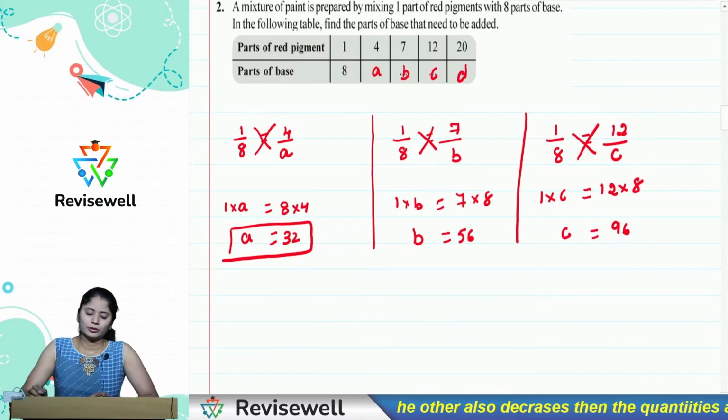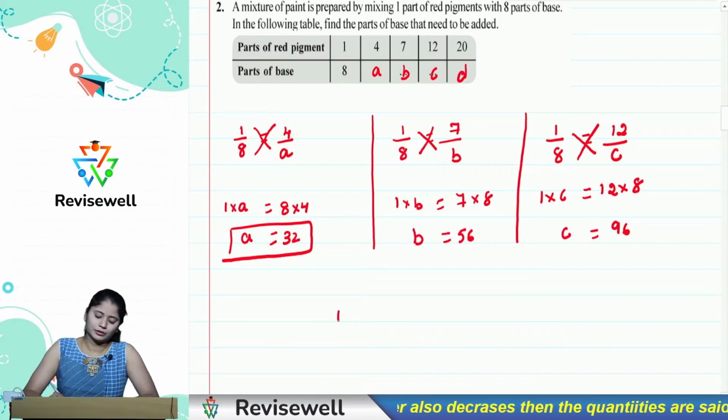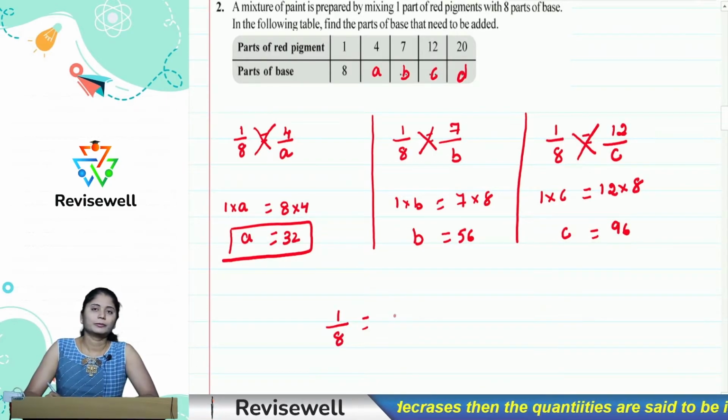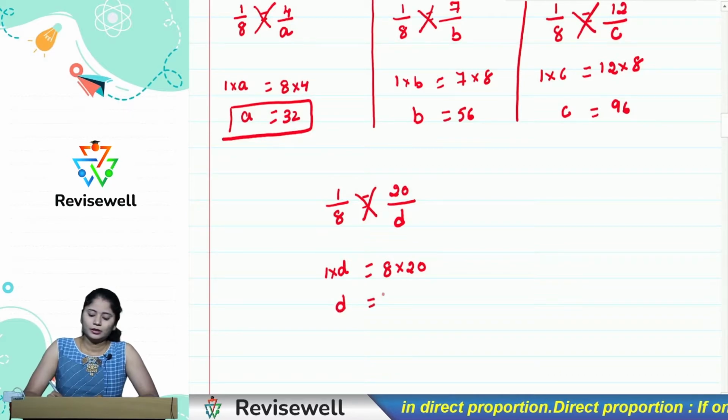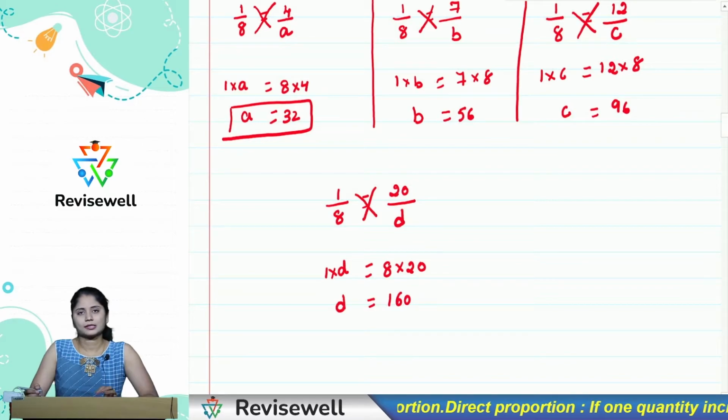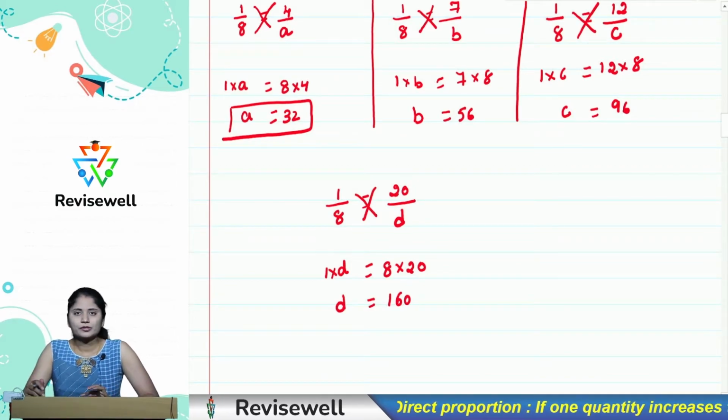Okay. For the last one, similarly, 1 over 8 will be equal to 20 over D. So again cross multiply to get the value of D. So 1 into D is equal to 8 into 20. So 1 into D is D, 8 into 20 is 160. Hope you understood.